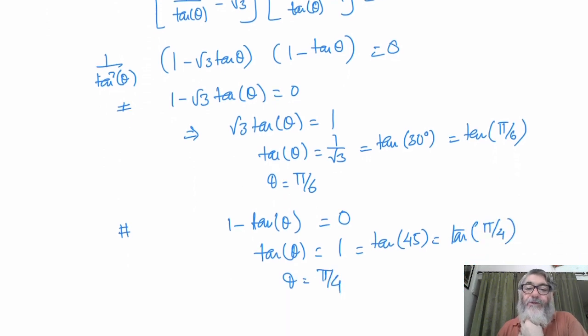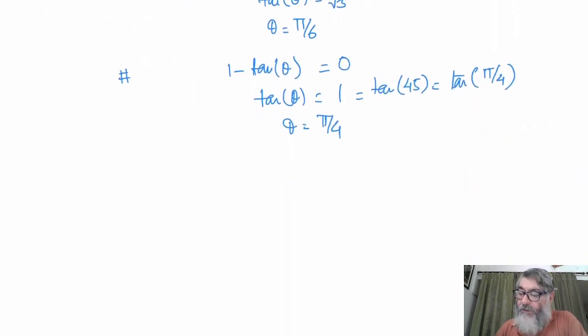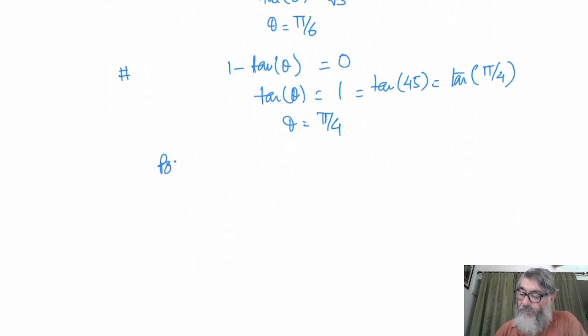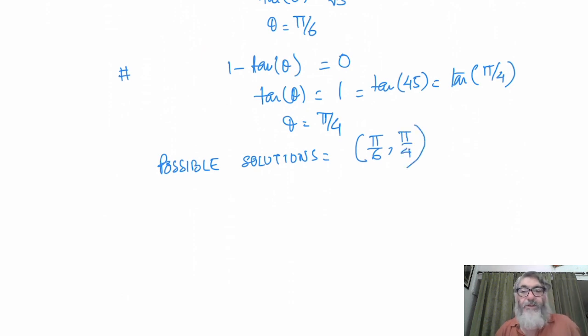Now these are the only two possible solutions between 0 and 90. Options are pi by 6 and pi by 4. These are the two solutions. So it was given in terms of cot, and cot was changed to tan because we don't know any formulas in terms of cot. So we changed it to tan because we know the trigonometric equation in terms of tan.